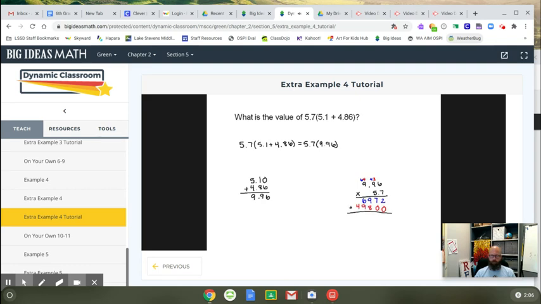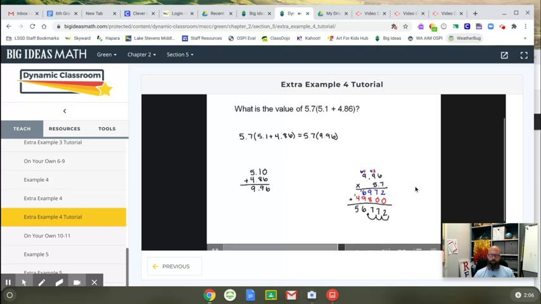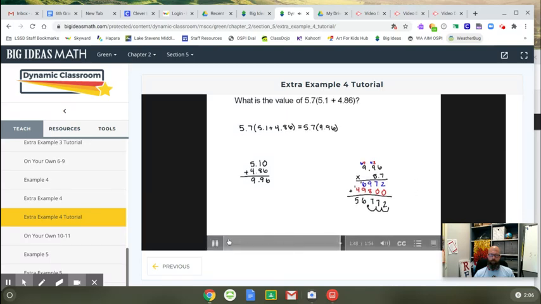Add the two numbers. 2 plus 0 is 2. 7 plus 0 is 7. 9 plus 8 is 17. Carry the 1. 6 plus 9 is 15, plus 1 is 16. Carry the 1. 4 plus 1 is 5. Move the decimal over 3 spots. The value of 5 and 7/10 times the quantity 5 and 1/10 plus 4 and 86/100 is 56 and 772 thousandths.